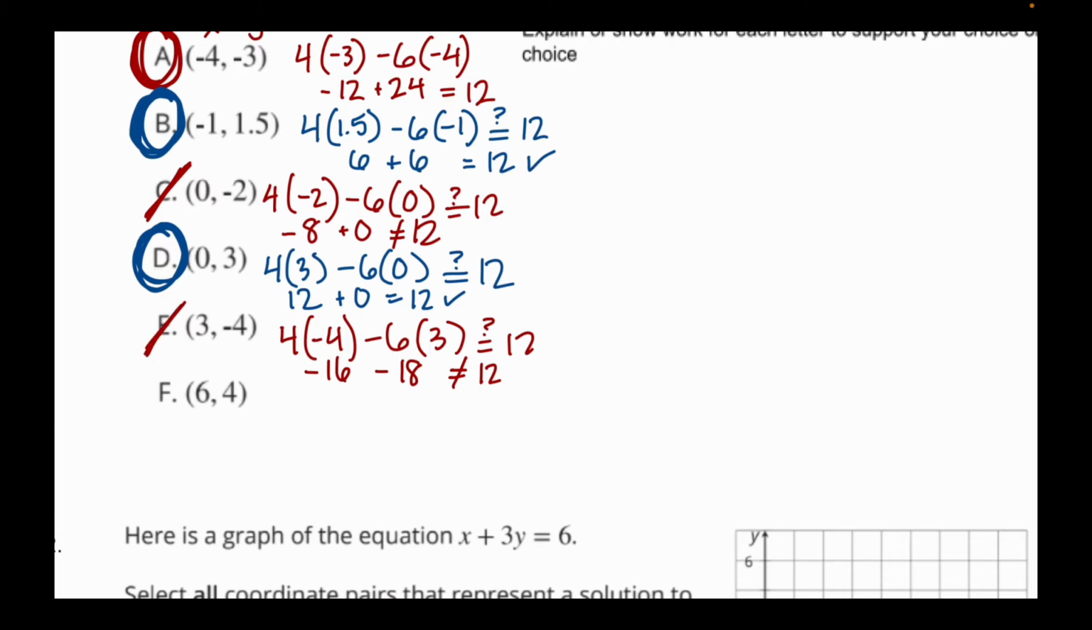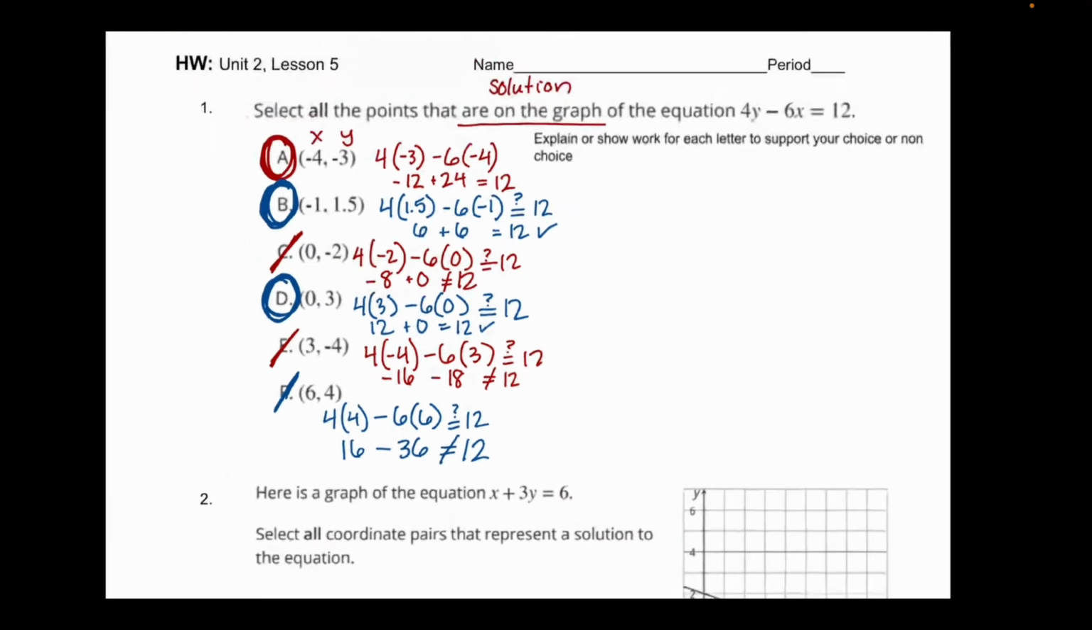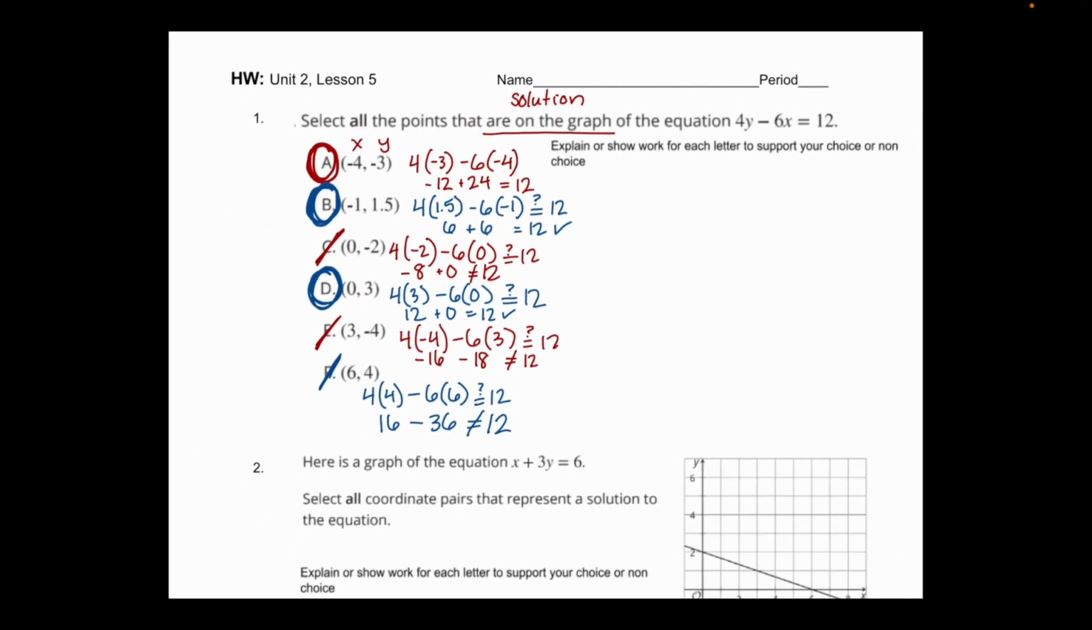Last one to check here is F. So this is 4 times the 4 minus 6 times the 6, and we want to know if that's 12. This is 16, not 8. 8 would be if I added them together. 4 times 4 is 16, and minus, because we have negative here, 6 times 6 is 36. That is not equal to 12 either, so F is not an option. Okay, so that's all for question 1. It is A, B, and D are our answers.